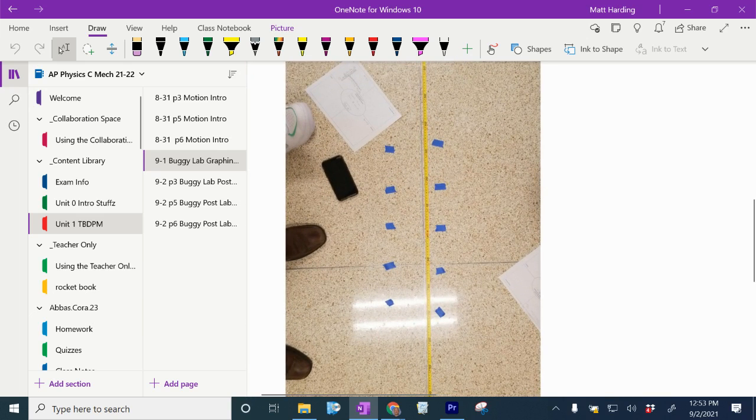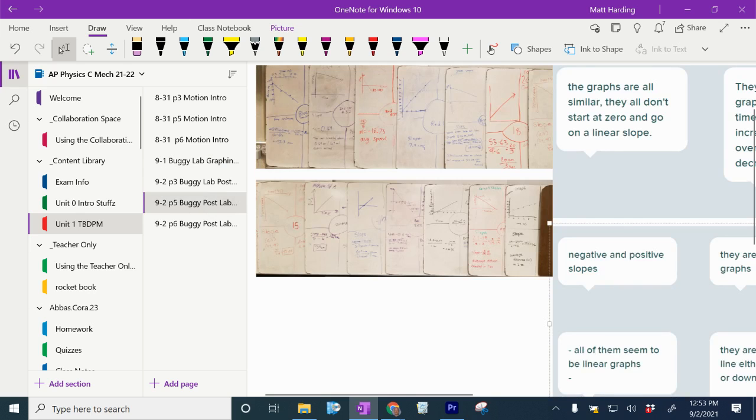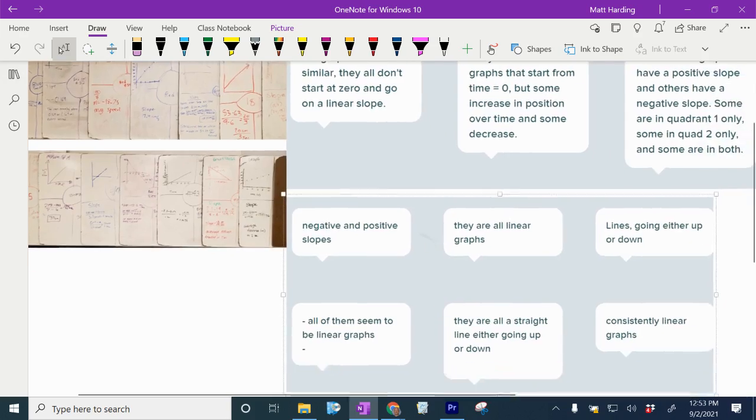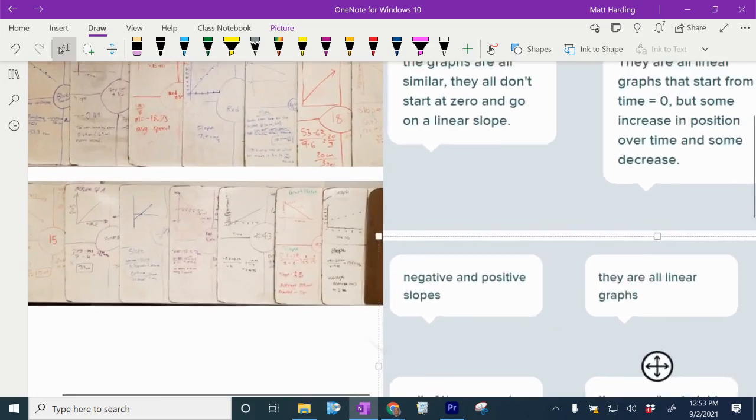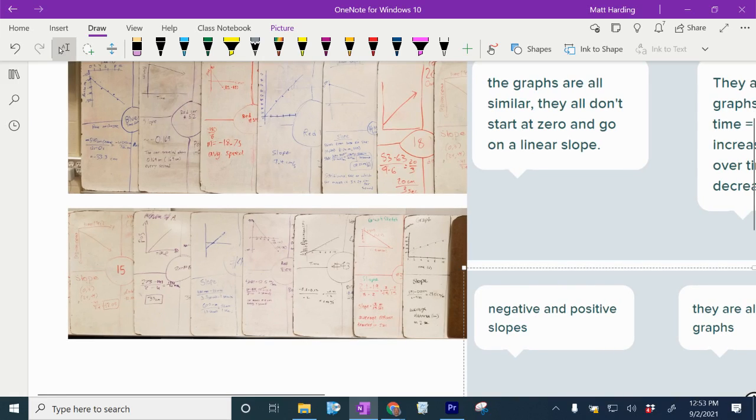And like if we look at the tape marks on the floor, do we see evidence here that the speed was pretty constant? Right? Okay. So they're pretty evenly spaced. And so then based on what we're seeing from the graphs, like if you look at the tape marks, you can tell the speed's pretty constant because the dots are evenly spaced.